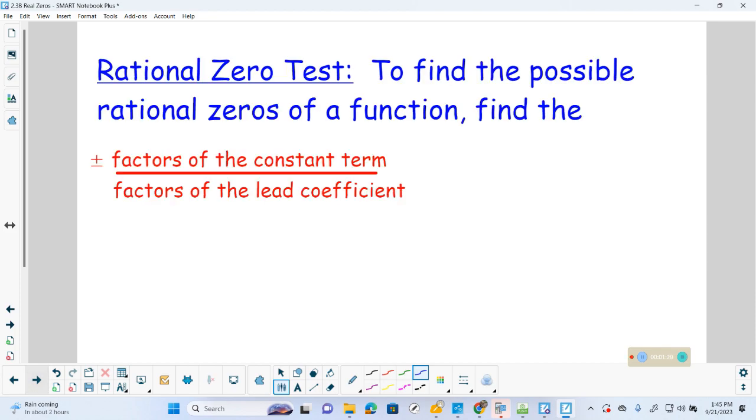So rational zero test, we use it to find the possible zeros of the function. To do that, notice they all have the plus or minus on them in the front. Now, factors of the constant term. The constant term is the term that has no variable on it, so just the number at the very end. You're going to find all the factors of that, all the numbers that divide into it. And then you're going to do the same thing for the lead coefficient. And then you're going to divide those possibilities.